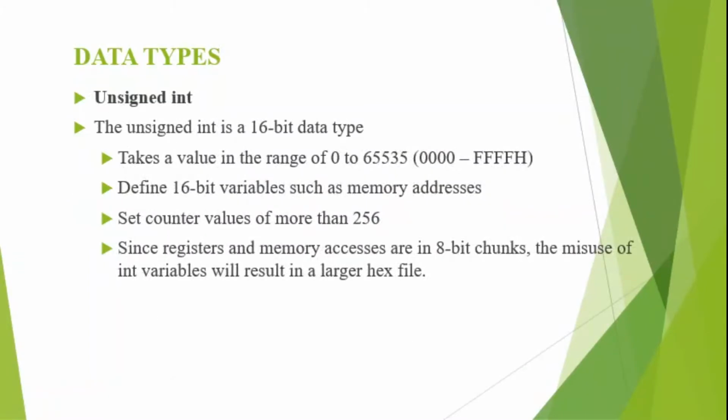Next data type is unsigned int. It is a 16-bit data type. The range of values is from 0 to 65,535, or from 0000h to FFFFh. We can define 16-bit variables such as memory addresses using this data type. Also, we can set the counter value for more than 256.